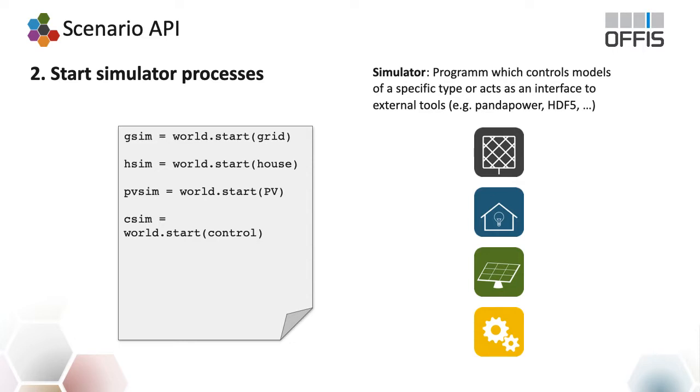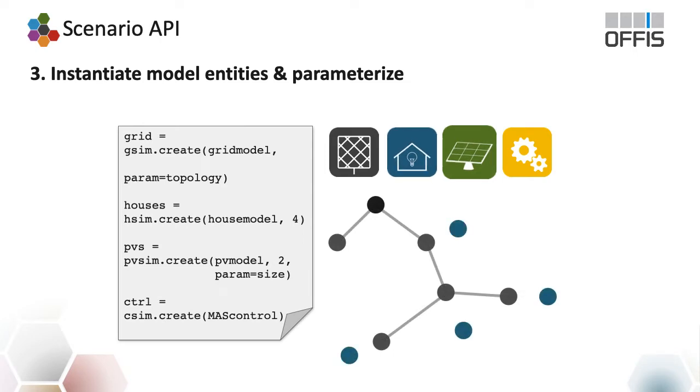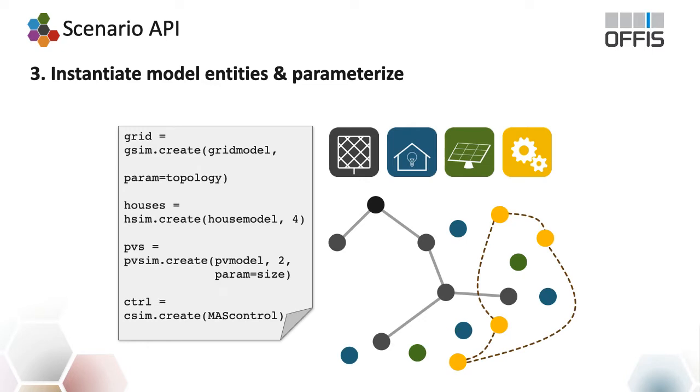So the interface to external tools is established and all of that. Then at the next step, there might be some parameterization that you need to do. So you have the simulator for the grid model, but you still need to specify which electric topology to use. This is the step in the scenario API where you do some stuff like this. And of course, the same is true for the other models. So in this example, we are using a single simulator for the households and the PV systems, but it's not just a single household, it's four households or two PV systems. And then we also need to specify maybe some details of the control algorithm. We are doing all of this in this instantiate phase.